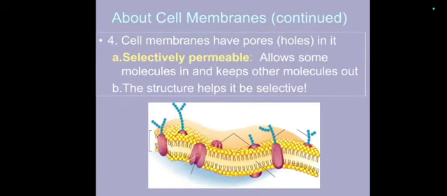Next, the cell membrane has pores, that is, holes in it, which are selectively permeable. The structure helps it to be selective. These selectively permeable pores allow some molecules in and keep other molecules out.